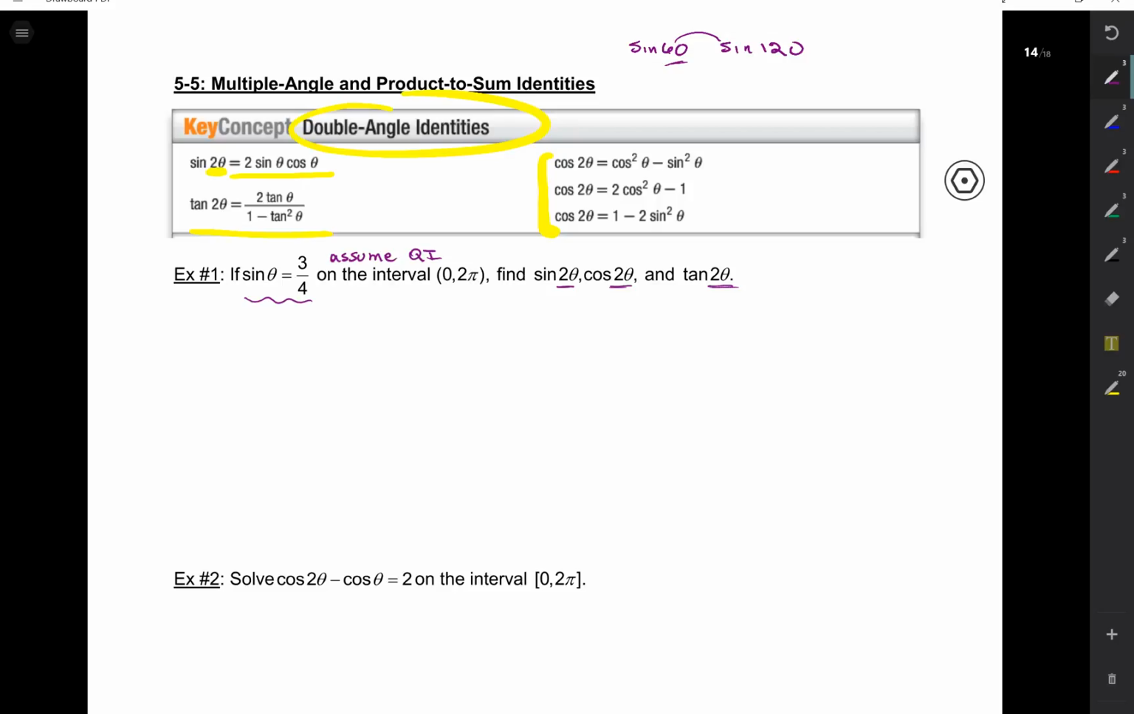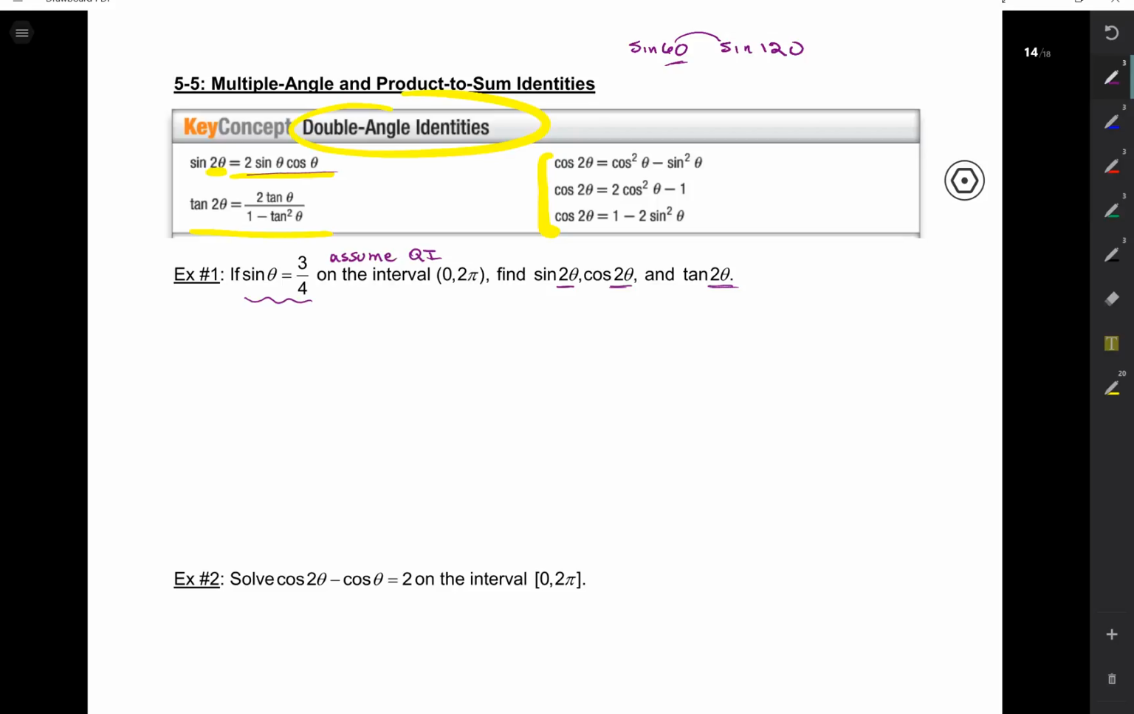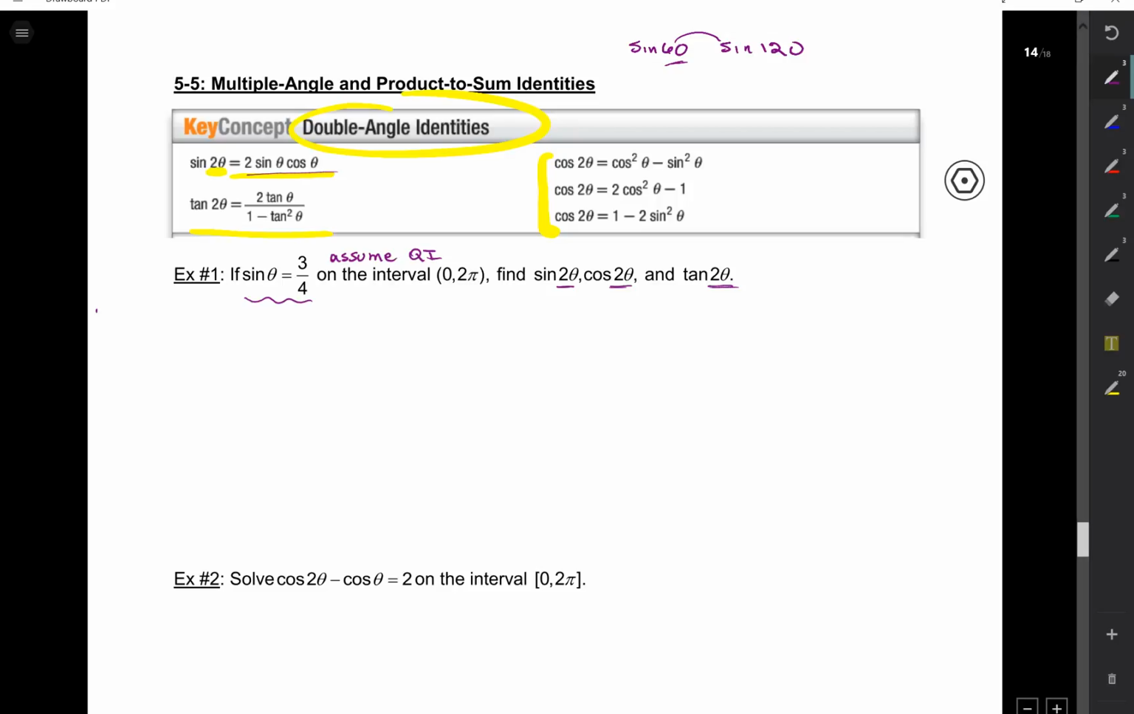All right, now I need to find sine of 2 theta, cosine of 2 theta, tangent of 2 theta. If you look at the identities, what's sine of 2 theta? It's 2 times sine theta cosine theta. Do I have all the information for that here? I have sine of theta. Do I have cosine of theta? I don't. So first I need to use identities from 5.1 to find cosine of theta.